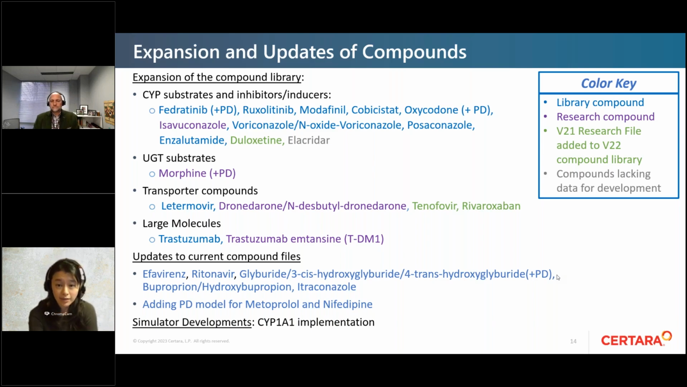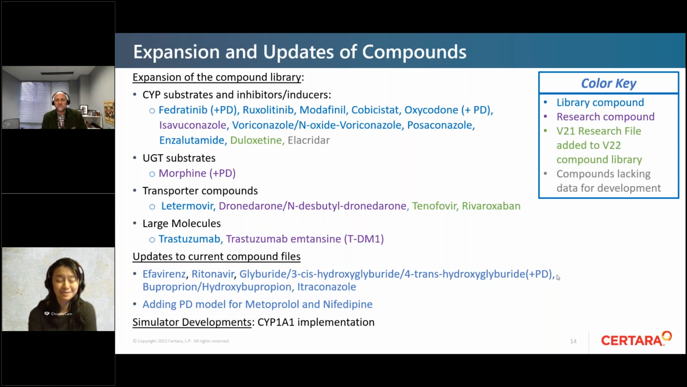In addition to developing new compounds, we've also updated current compound files as well, and those are listed there below. These upgrades could be the addition of new induction parameters, addition of new metabolites, or the addition of the pharmacodynamic model to the existing compound file. And finally, we also worked on adding CYP1A1 into the simulator. Previously, we relied on CYP1A2, so now this has been added in to provide more physiological relevance to the system.